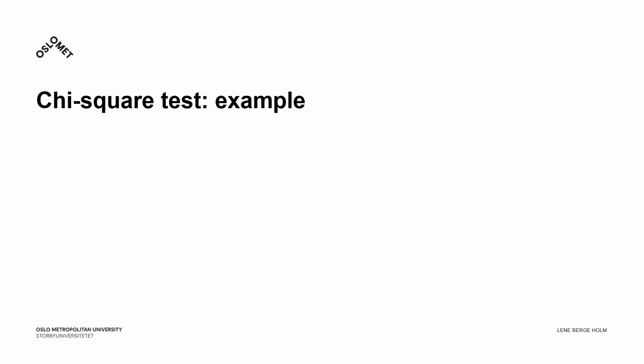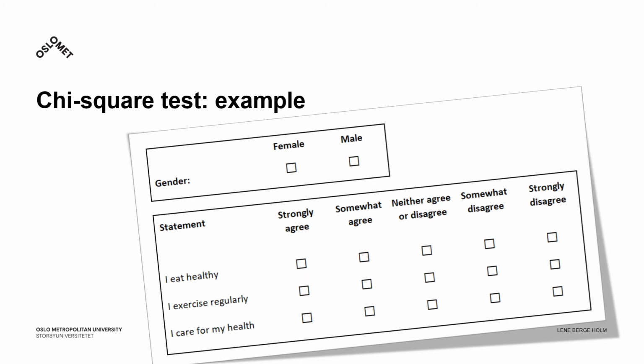Here is another example. Here I have a questionnaire where I've asked for the gender, and I have some statements like I eat healthy, I exercise, I care for my health, and so on. And I want my respondents to answer whether they strongly agree, somewhat agree, neither agree or disagree, somewhat disagree, or strongly disagree on each of these statements. So here the gender is the independent variable, and the dependent variable is the response categories for each of these statements. So I will now use this example to show you how to do a chi-square test in Excel.